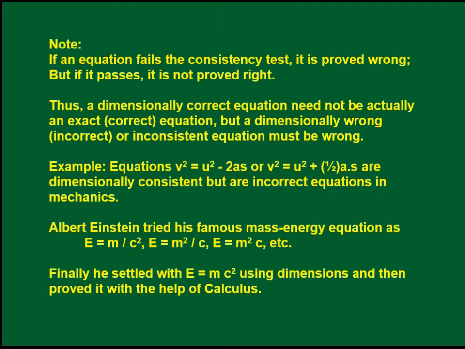To check the dimensional consistency of half mv square is equal to mgh. The dimensions of the quantities involved in the equation are: half is a dimensionless constant, m is equal to M L to the power 0 T to the power 0, v is M to the power 0 L T to the power minus 1, g is M to the power 0 L T to the power minus 2, h is M to the power 0 L T to the power 0. h is the height.